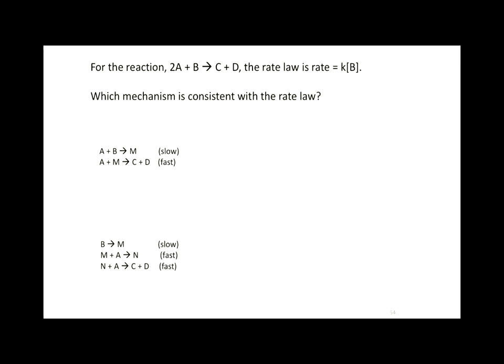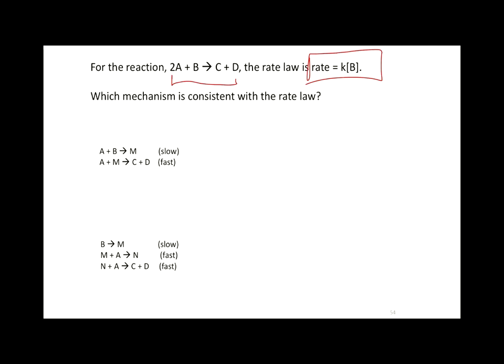Okay, this is the last way I can ask a question. For this reaction, 2A plus B gives us C plus D. That's the overall reaction, not an elementary step. I'm telling you that the rate law is rate equals k times the concentration of B. Which mechanism is consistent with this rate law, the first one or the second one?